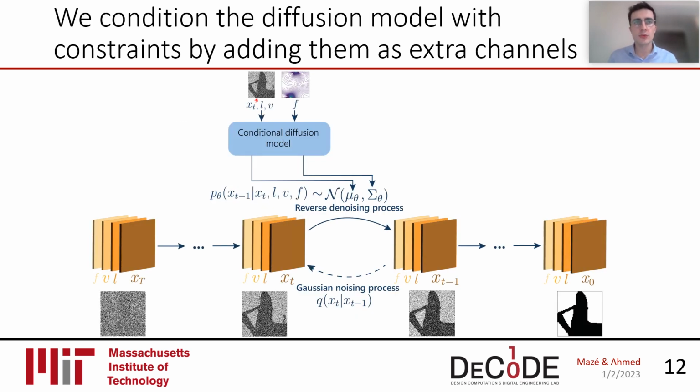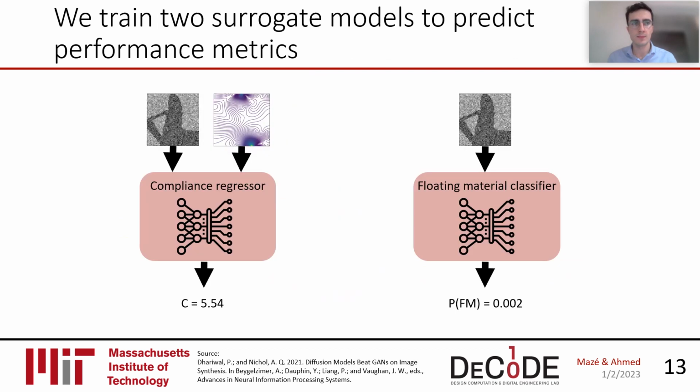The first conditioning strategy that we include in Topo Diff is to add constraints as extra channels to the input image. At every denoising step, instead of solely passing to the network the image that needs to be denoised, the input consists of the image, the loads, the volume fraction, and physical fields that are stress and strain fields. But this strategy alone is not enough and would be prone to the same issues as the GAN models introduced earlier. We thus add an explicit guidance strategy.